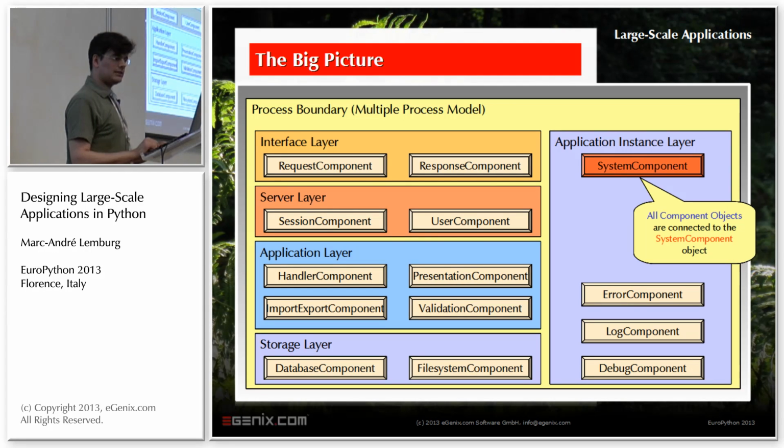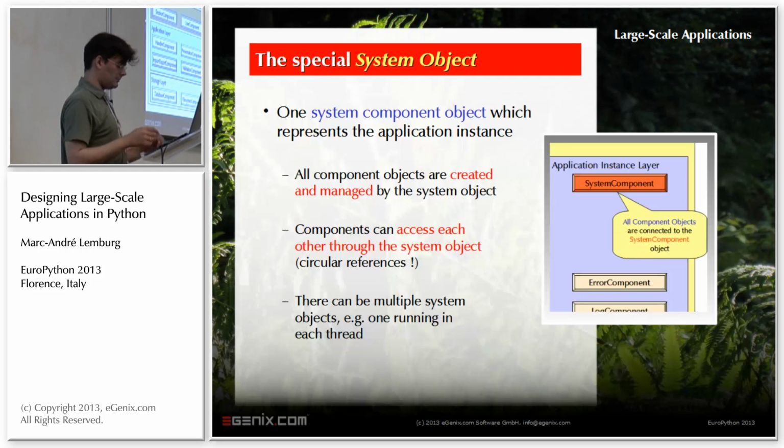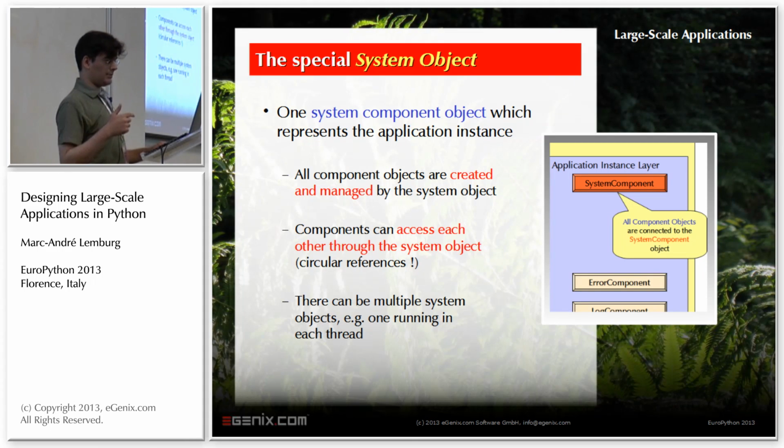There's one component that's special. This is something that we found is very useful to have. We call it a system component. That system component is an object which basically hooks up everything. So what you do is, if you want to create your application instance, you instantiate that system component object once. And that system component object then instantiates all other component objects that you have in your system and references them.